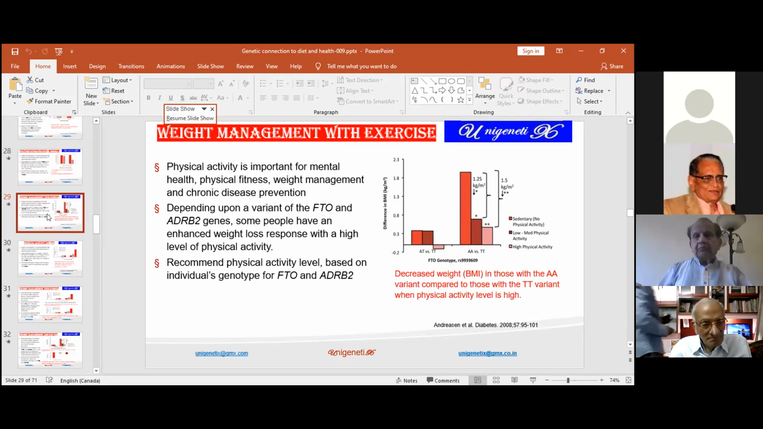Exercise and you'll lose weight. That's not always true. As you can see from this slide, the FTO genotype, if you can see the difference between AT and TT genotype, and later on you can study the slide, because if you want weight reduction with exercise, you'll find people are doing exercise, and nothing happens. And somebody else does exercise, and within no time he has reduced 10 pounds.